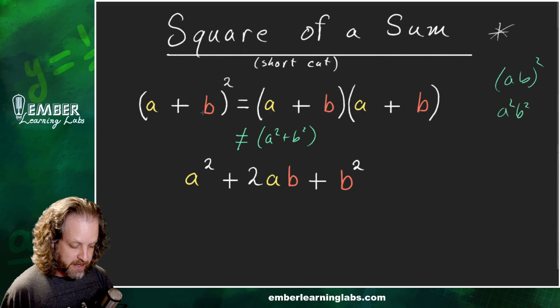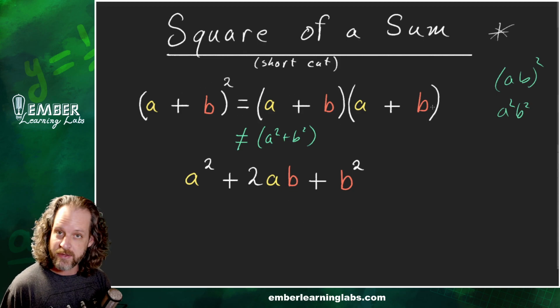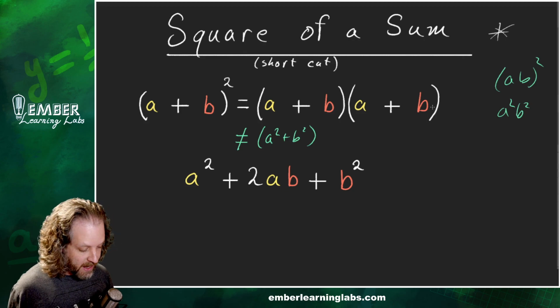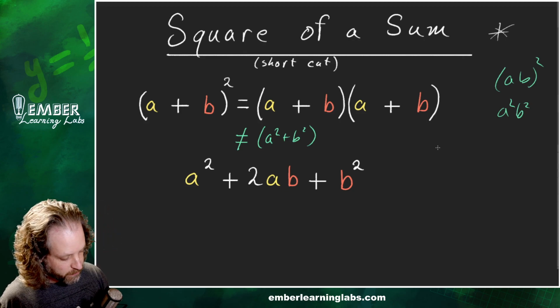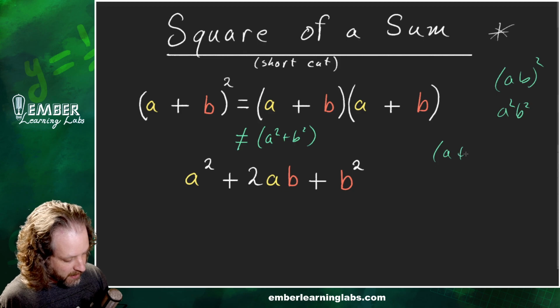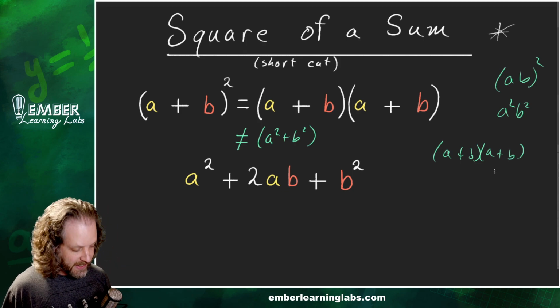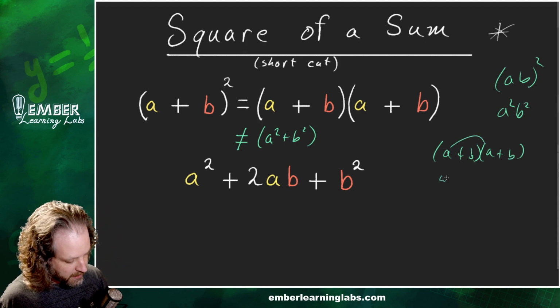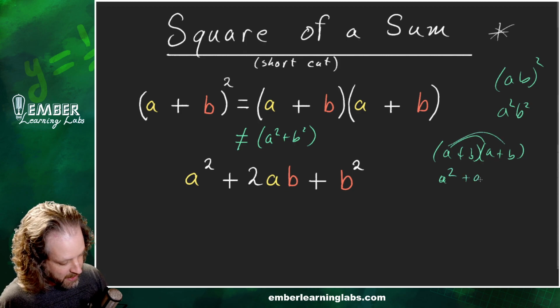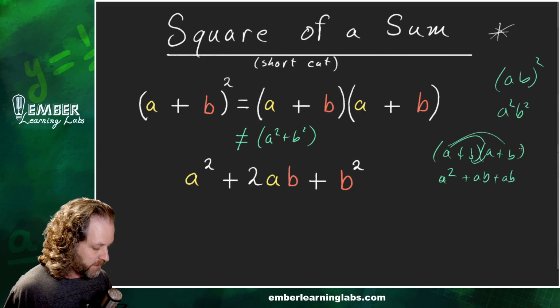Now, there is a shortcut. So a plus b squared is a plus b times a plus b. That's what squared means. Normally we'd have to do the distributive property and do a plus b times a plus b. If we did it the way we did in the last lesson, you'd have to do a times a is a squared, and then a times b is a times b, and then b times a is plus a times b. I changed the order, we can do that. Plus b squared.